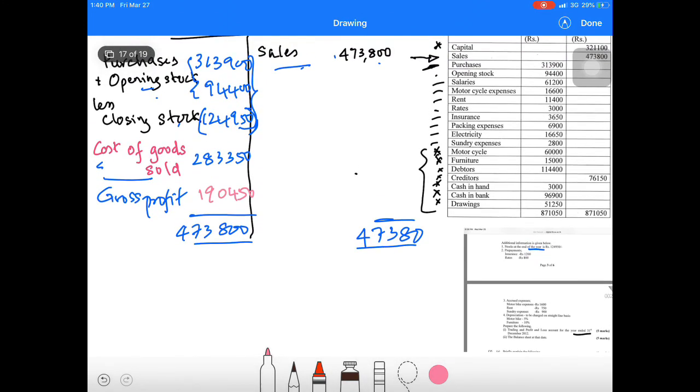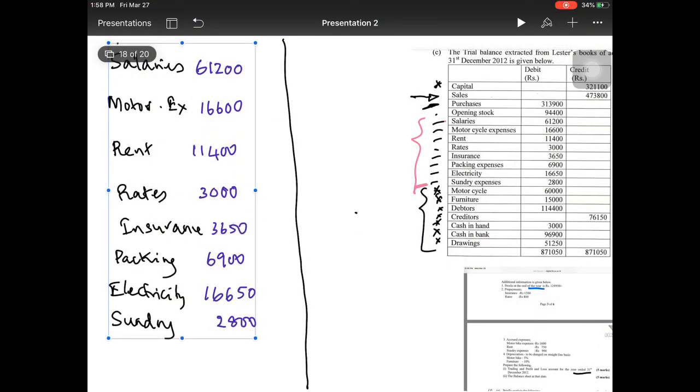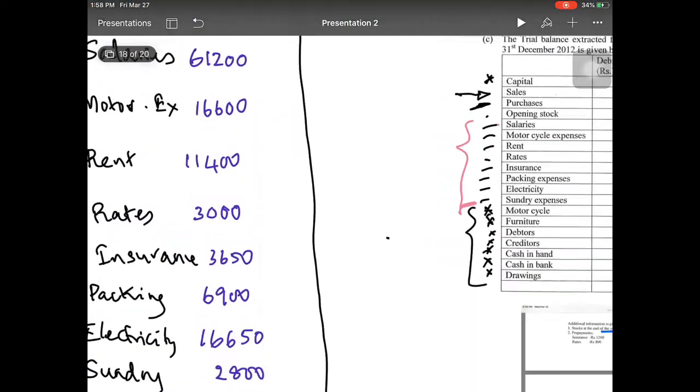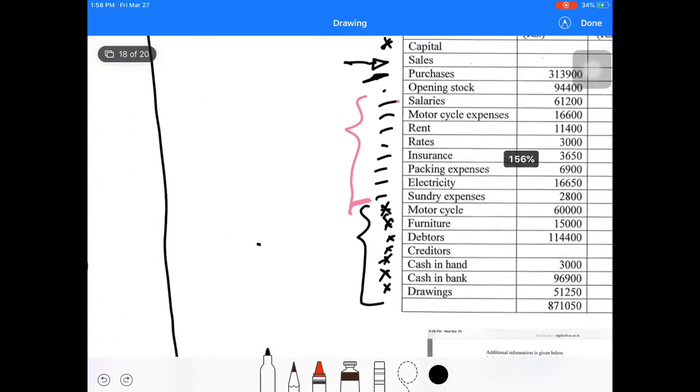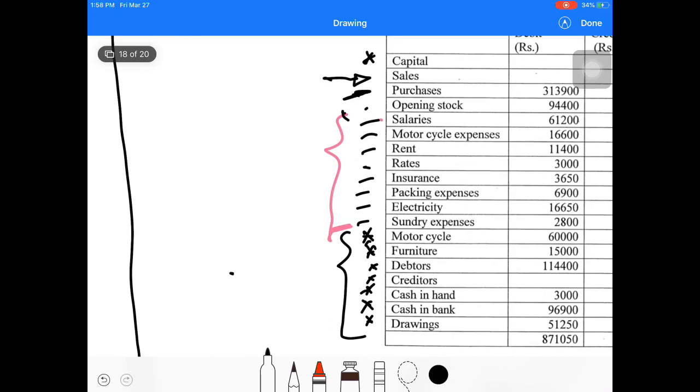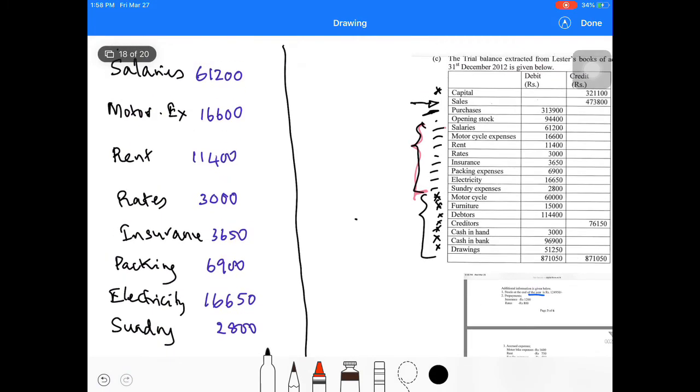To find out the net profit, we have to subtract all the other expenses, that is salaries, starting from here, all the other expenses, and find out the net profit. Okay, now we have listed down all the expenses: salaries, motor expense, rent, rates, insurance, packing, electricity and sundry. All these expenses are given here. The trial balance we have listed down here, right?